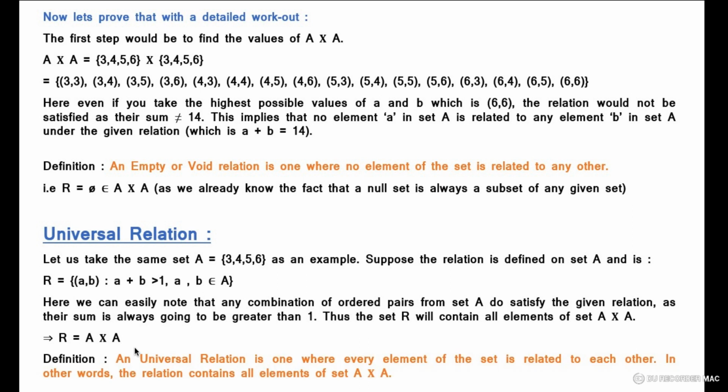Now let's define what a universal relation is. A universal relation is one where every element of the set is related to each other. So a is related to b. Again, every element of the set is related to each other. In other words, the relation contains all elements of the set A cross A. I hope you guys are catching up.